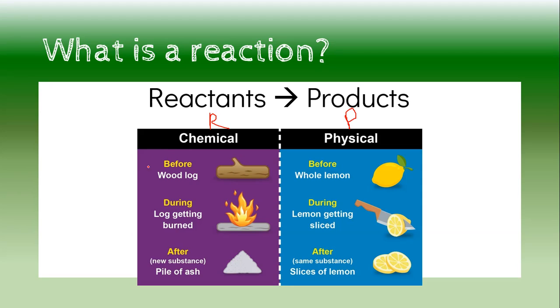If you look here at chemical, notice my reactant is a log of wood. As it goes through the reaction of being burned, at the very end, the product, we end with a new substance, a pile of ash. When I compare that to my physical change, or my physical reaction, in quotation marks, pun intended, notice I have my lemon to start, which is my reactant. I am cutting it with a knife. I still have my lemon at the end, so my reactant is equal to my product. Whereas in my chemical reaction, my reactant does not equal my product. I'm going to turn your head to the side: the equal sign and the not equal sign.